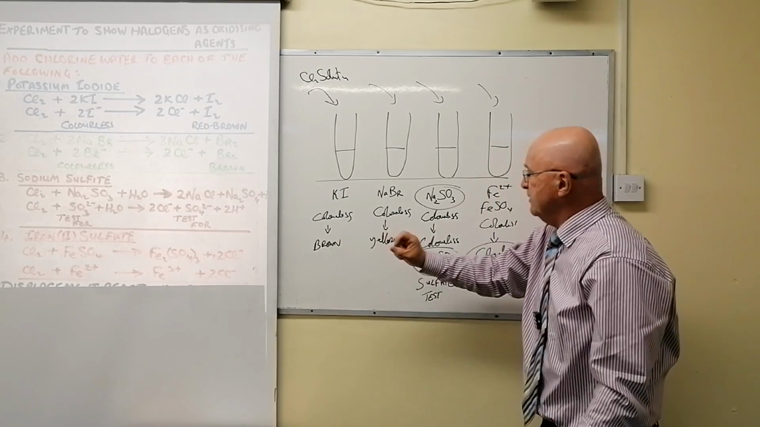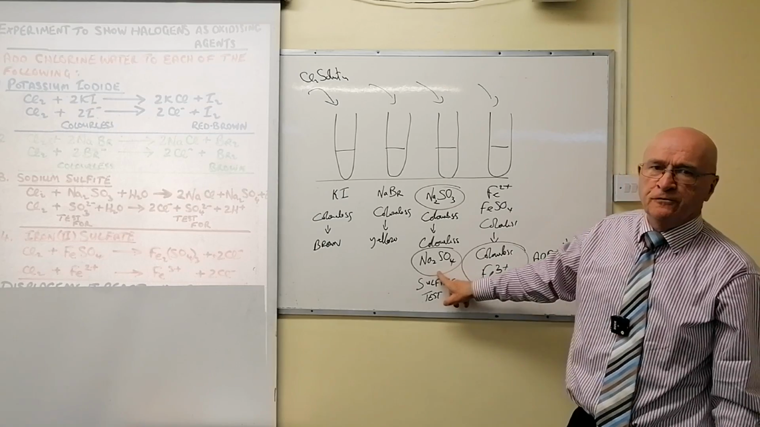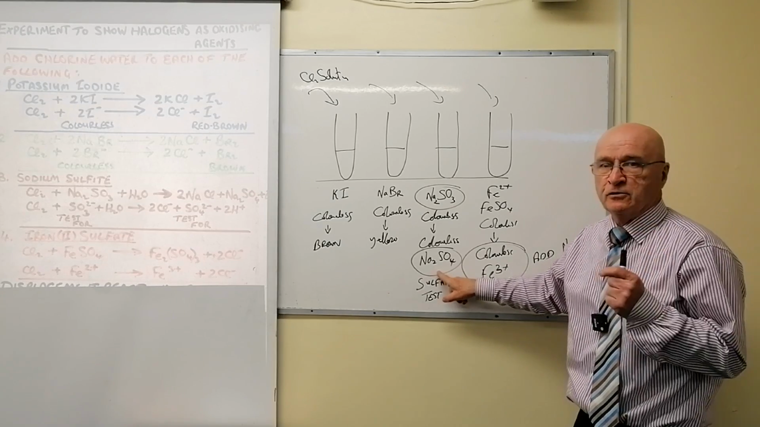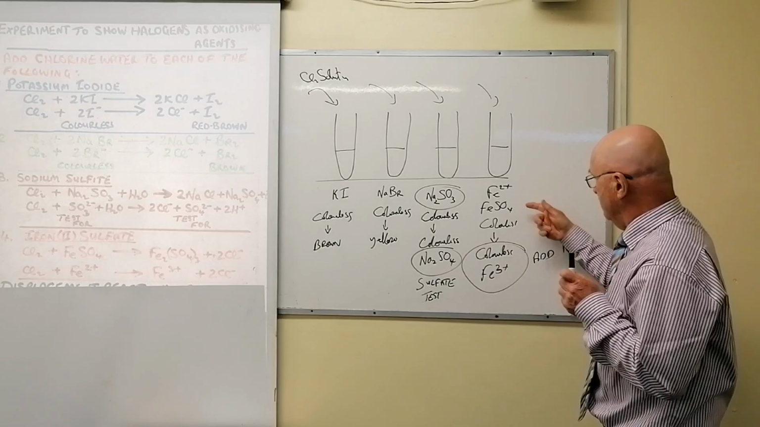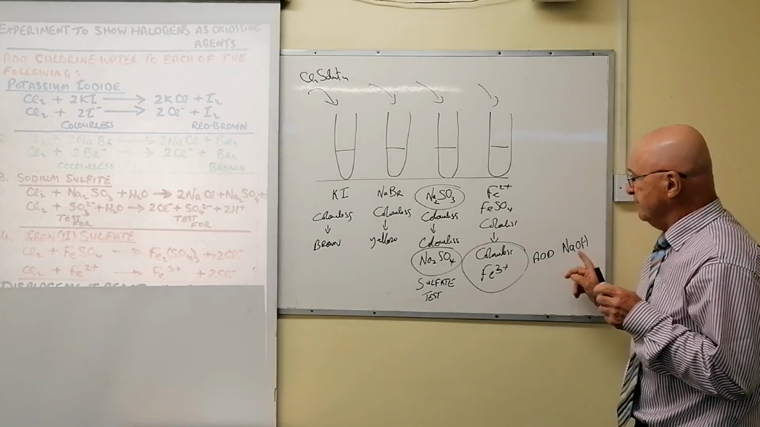That goes from colourless to brown, that goes from colourless to yellow, that goes from colourless to colourless, but you can prove you've got a sulfate. You have a test on your course for that. This goes from colourless to colourless again, but you can prove it's iron 3 by adding some sodium hydroxide.